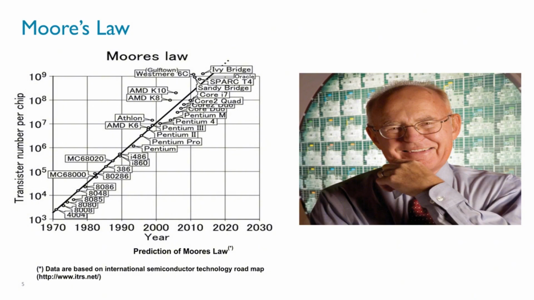We passed the Pentium processors in the late 90s with millions of transistors, and then the AMD and Intel Core series in the 2000s, pushing into the hundreds of millions and even billions of transistors.